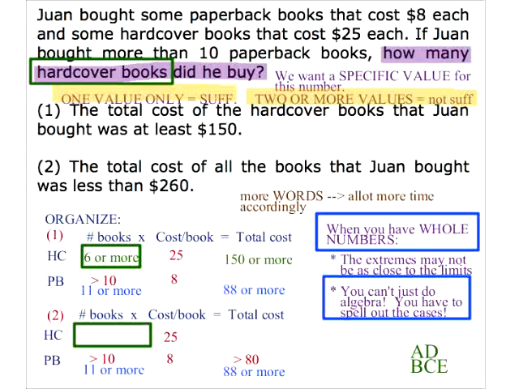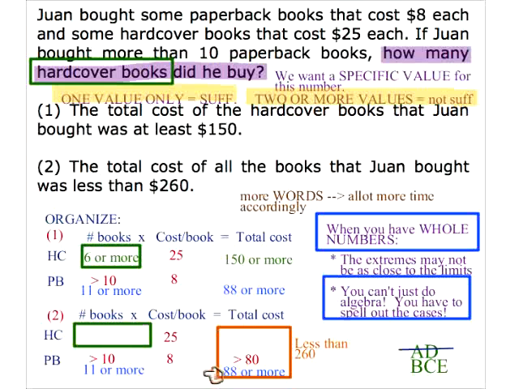Statement 2, the total cost of all the books was less than 260. Well, remember what our goal is. You could start doing inequality algebra, which we'll talk about in a second. But you could also just look for cases that do what you want. You could just look for different numbers of books that work.